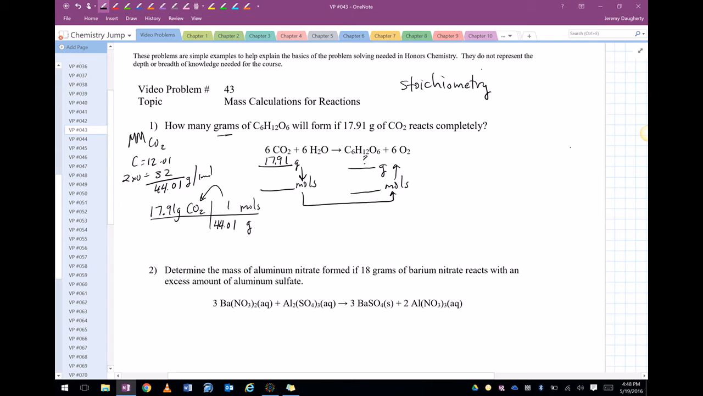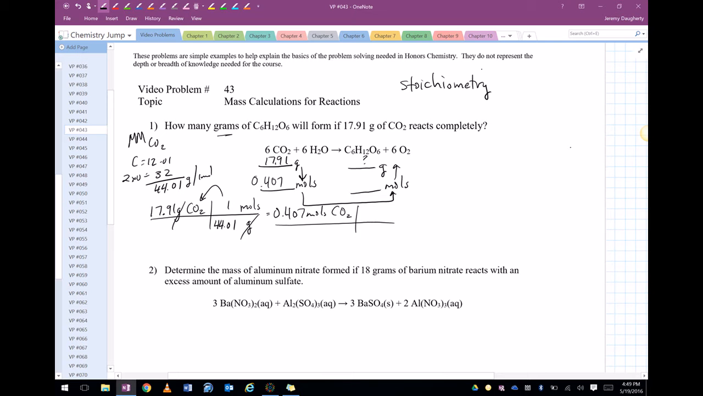We can go ahead and get that value now, or we can continue on with our dimensional analysis. I'm going to get a value right now. That gives me 0.407 moles of, in this case, CO2. Grams cancel out. I'm just going to keep that number in my calculator. I don't want to round too early.